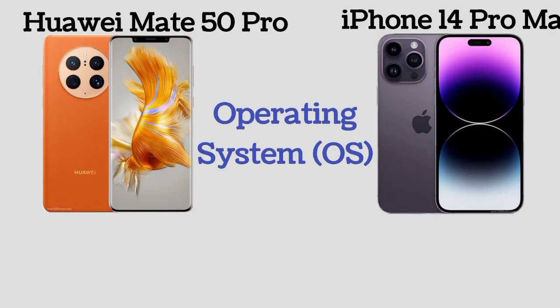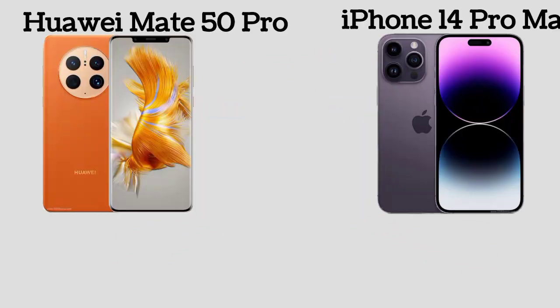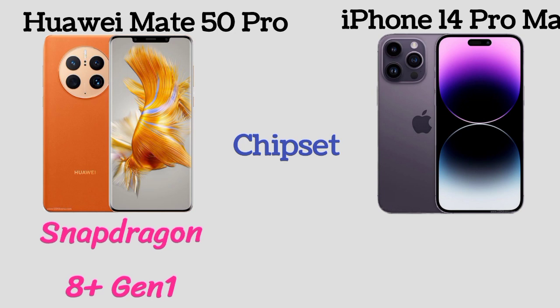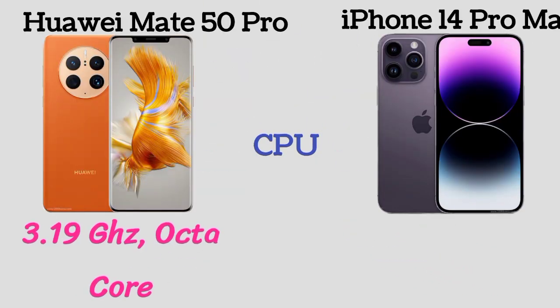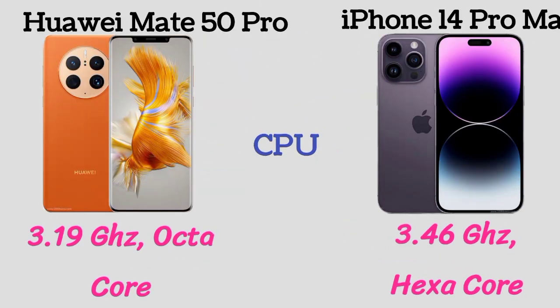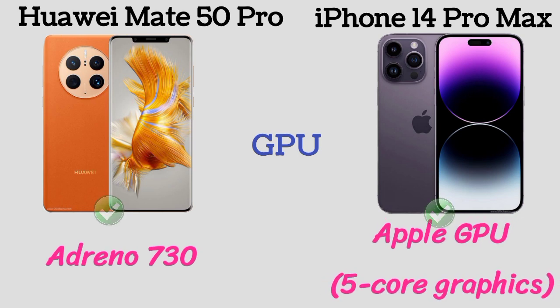The operating system of Mate 50 Pro and iPhone 14 Pro Max is EMUI 13 and iOS version 16. Mate 50 Pro has Snapdragon 8 Plus Gen 1 chipset and iPhone 14 Pro Max has Apple A16 Bionic chipset. Here is the CPU process of Huawei Mate 50 Pro and iPhone 14 Pro Max. Mate 50 Pro has Adreno 730 GPU and iPhone 14 Pro Max has Apple 5-core GPU.